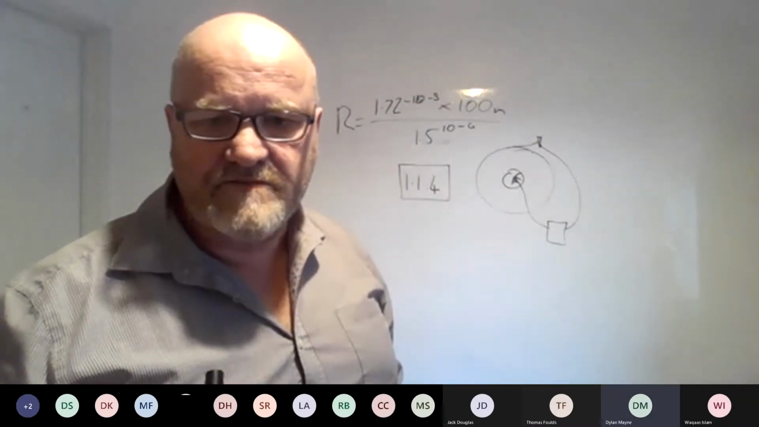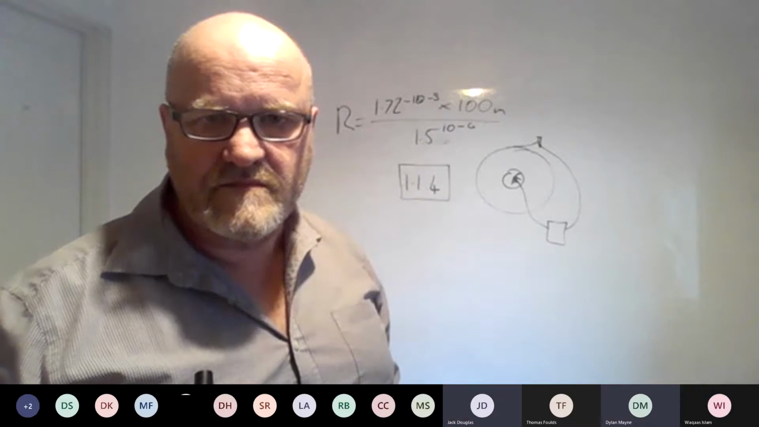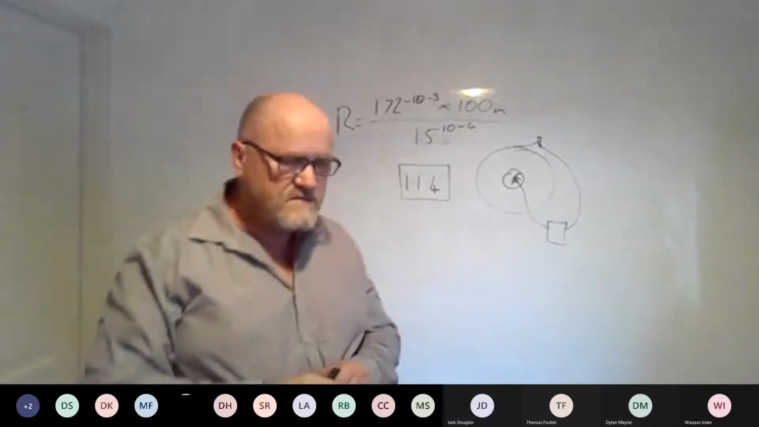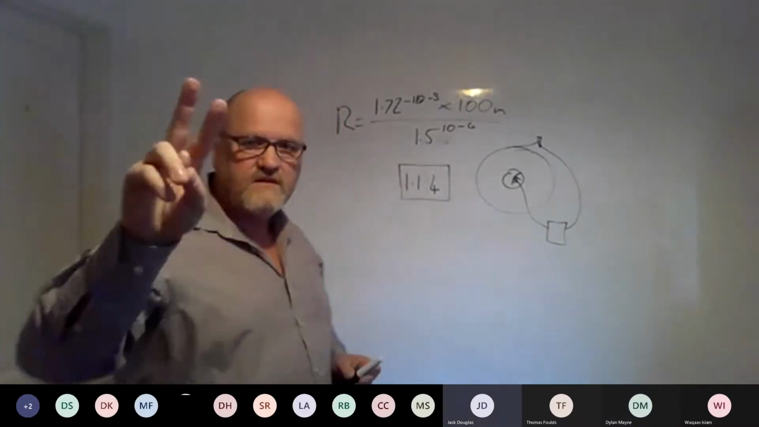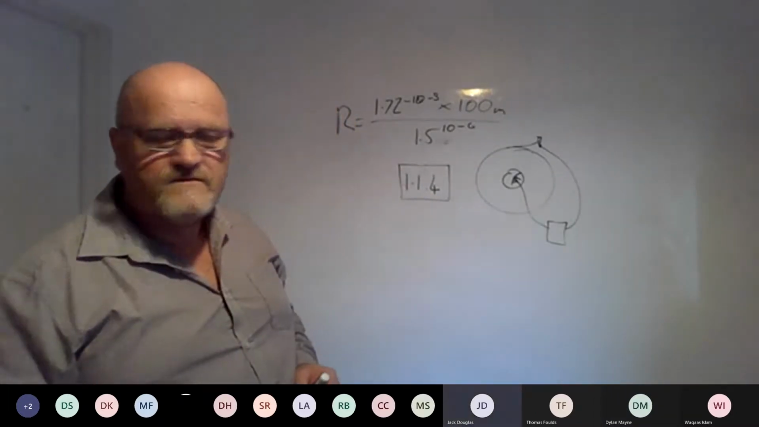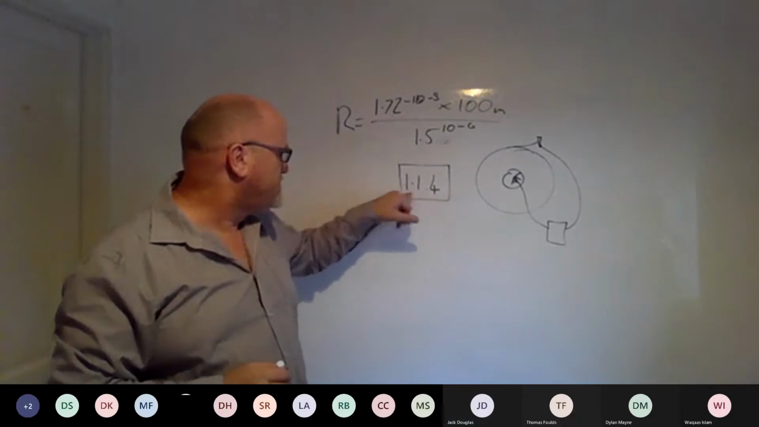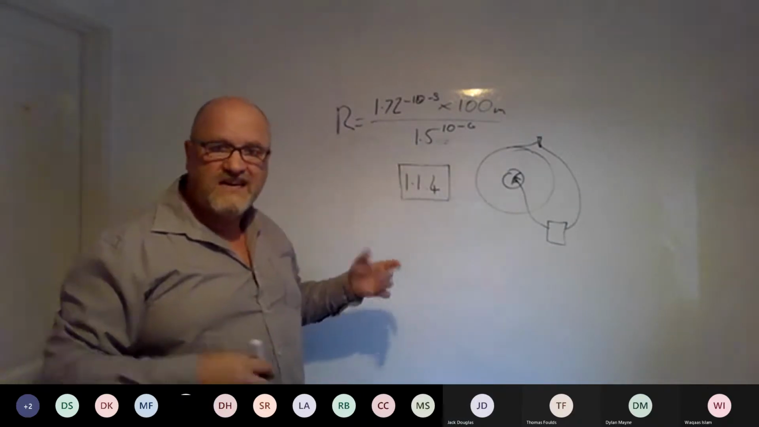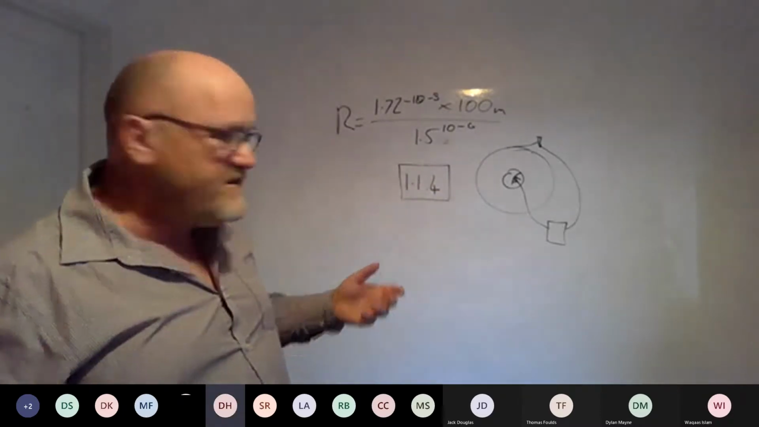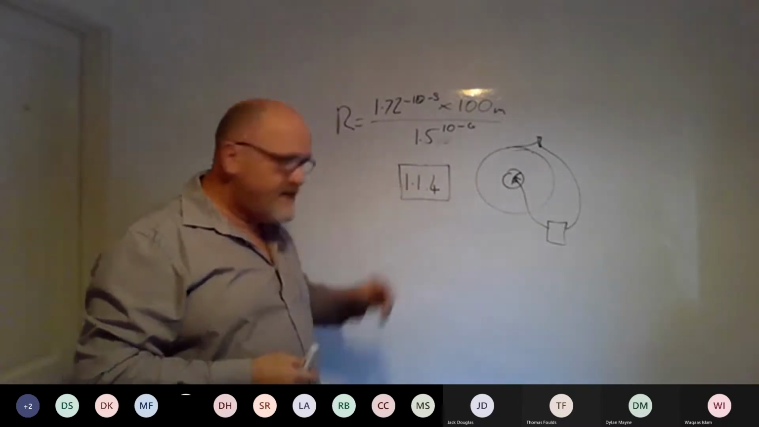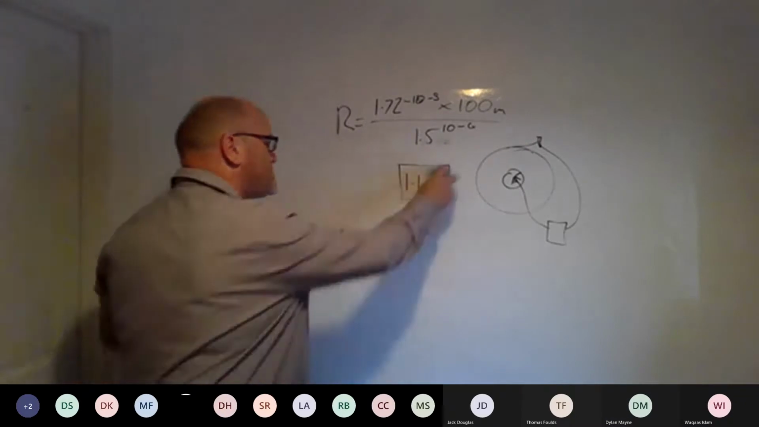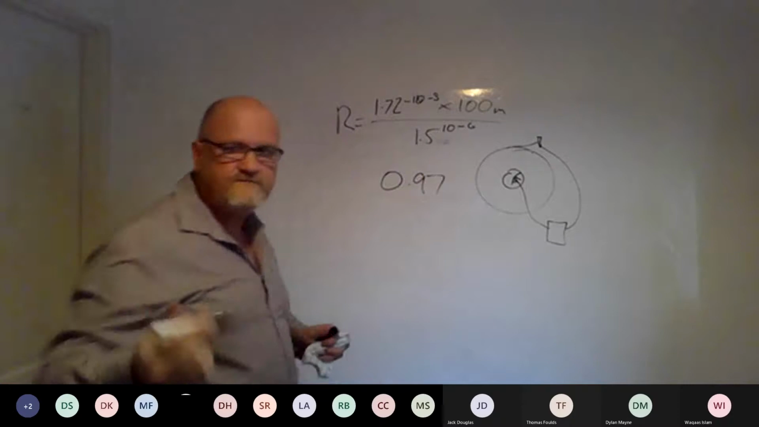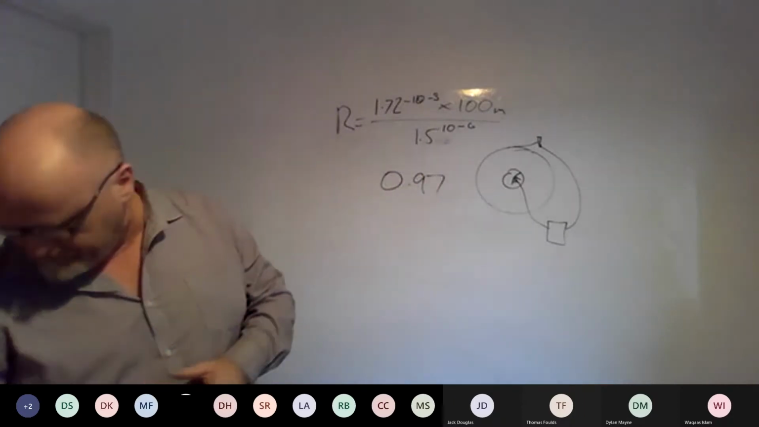How many places did you go to? 3. How many places do we work to? 2 decimal places. So 1.14 ohms is what the resistance should be on a 100 meter roll of copper cable at 20 degrees. And if you bought that cable, what would it mean if your resistance reading was 0.97 ohms?